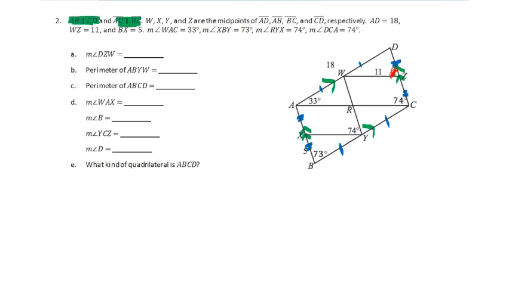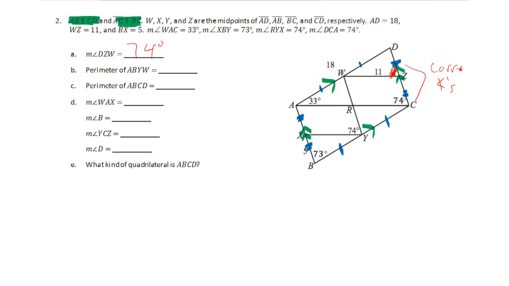Since those are cut in half, that means that angle DZW and angle DCA are, you got it, corresponding angles. Corresponding angles are congruent, which means that DZW is 74 degrees. Now let's go on to part B. Part B says find the perimeter of ABYW. So let's figure that out.